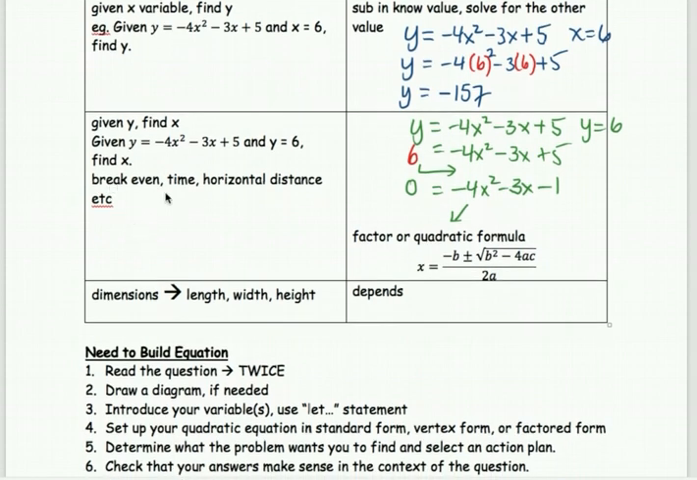And again, there are little clues, like for this one we have to find x. I might say find the break even value, or find the time when the ball's at this height, or what's the horizontal distance when the plane flew this far across the sky, or this high in the sky, and so forth.